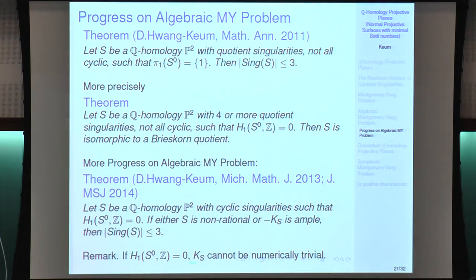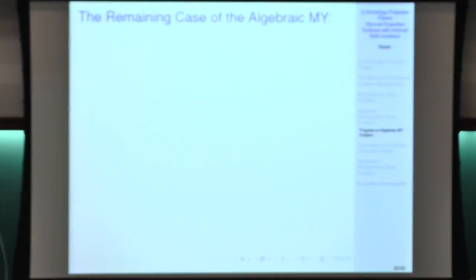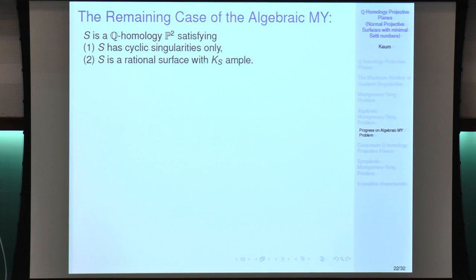This also follows from a lattice theoretic argument. And this is the remaining case. Let now S be a Q-homology P2 satisfying two conditions: S has only cyclic singularities, and S is a rational surface with KS ample. So this is the case.